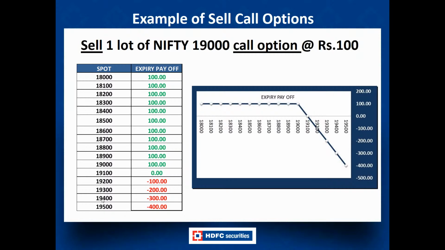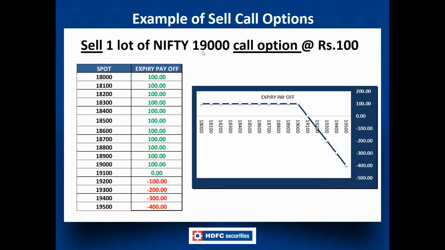So suppose on expiry it closes at 19,400 and you still hold on to your position till expiry. You will be making 300 rupees per share as a loss if Nifty closes at 19,400. How 300? The difference between 19,000 and 19,400 is 400 points. That means it went 400 rupees against your move. So basically 400 rupees minus 100 rupees, which is the premium you received while selling this option.